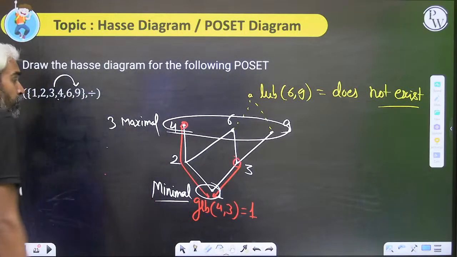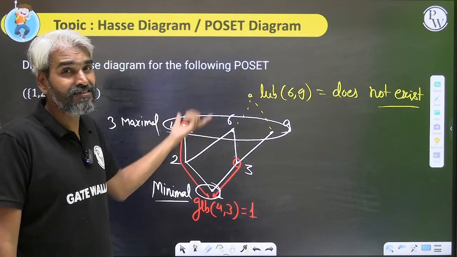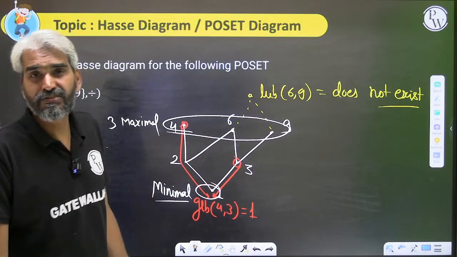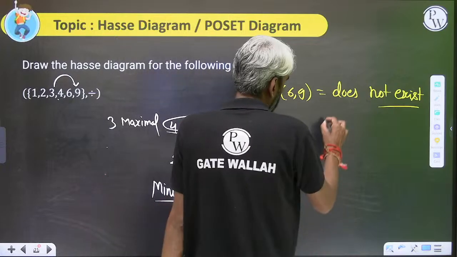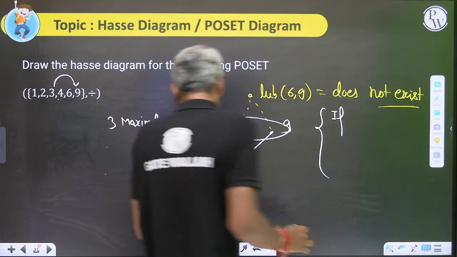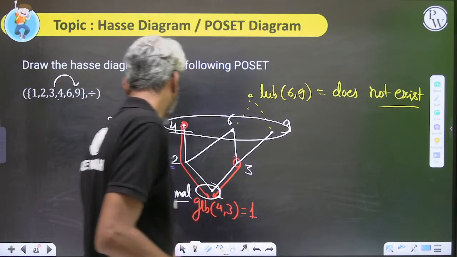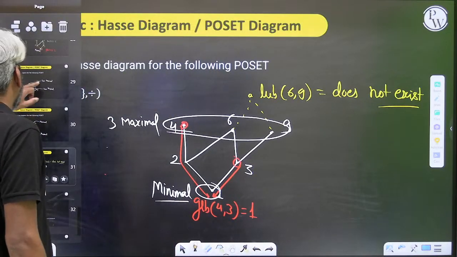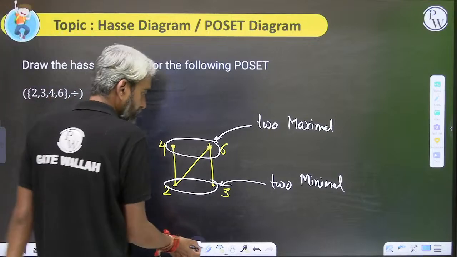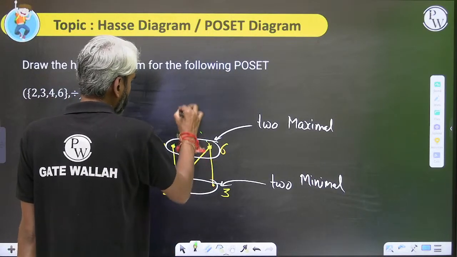Please, as I told you, if there exist two or more maximal elements, then the least upper bound will not exist for them. So the least upper bound does not exist.